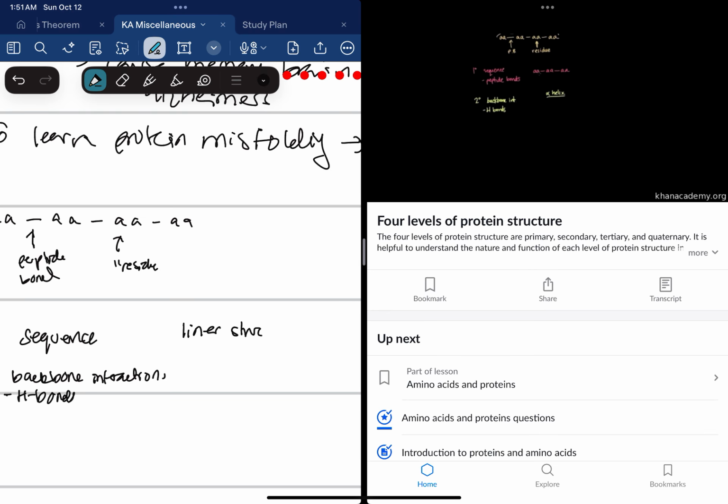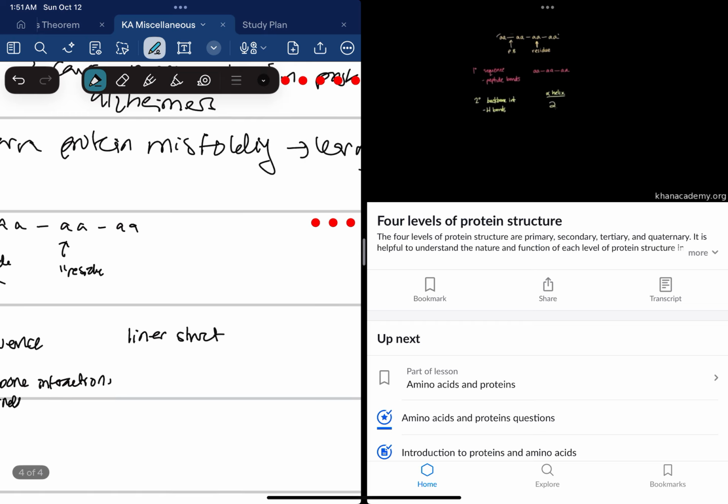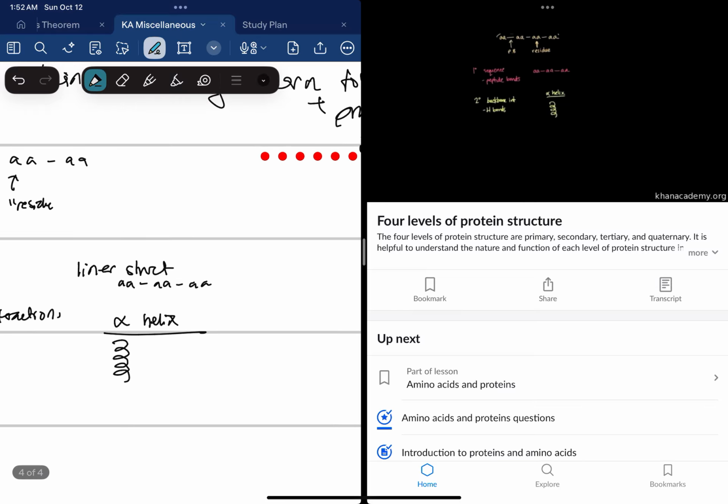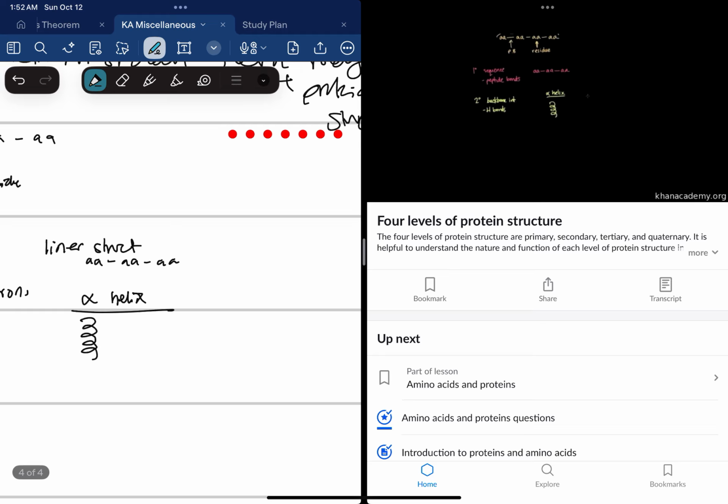And if you were to take this polypeptide and wrap it around itself into a coiled-like structure, just like so, then you would have the alpha helix. And the hydrogen bonds just run up and down, stabilizing this coiled structure. And another motif or pattern that you should be familiar with is the beta sheet. And that just looks like this.